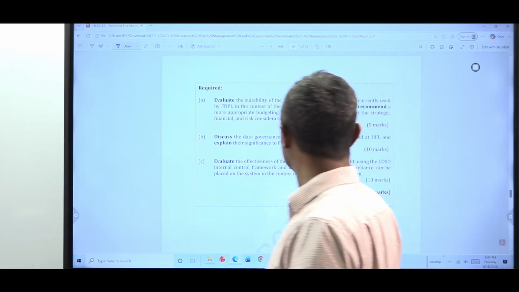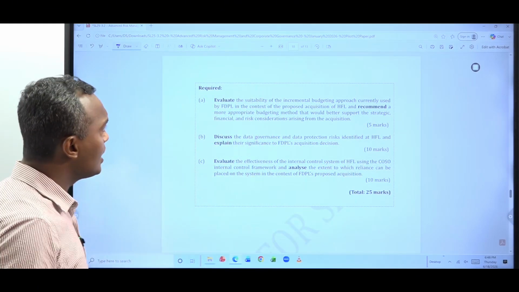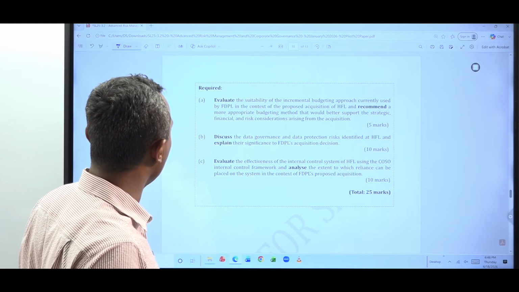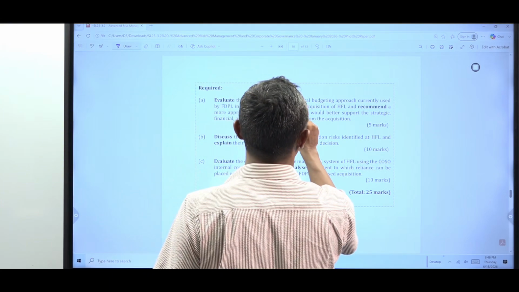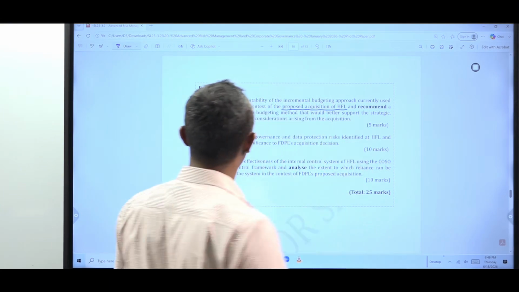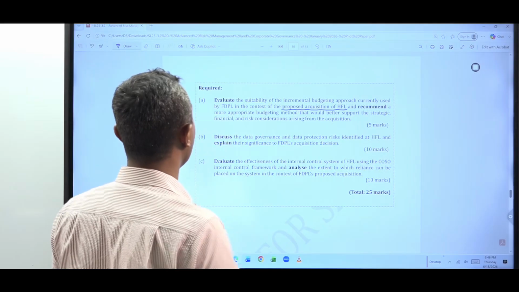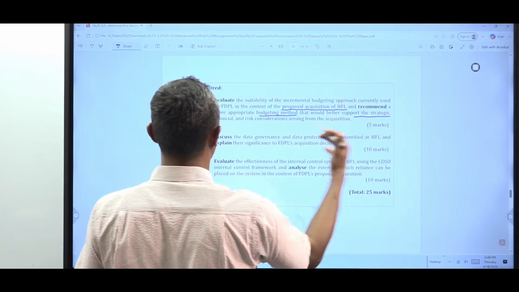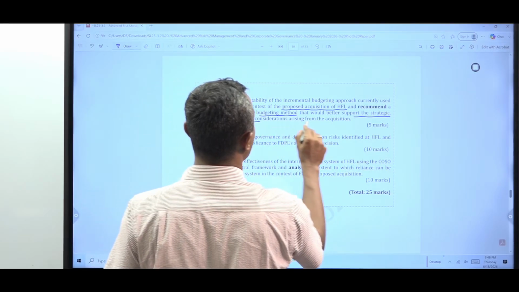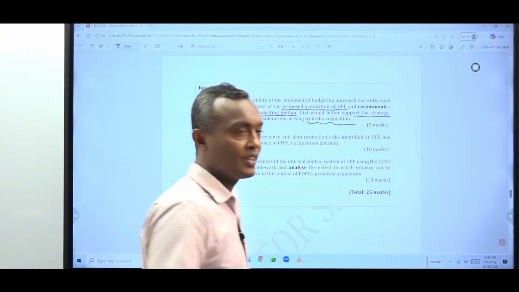Evaluate the suitability of the incremental budgeting approach currently used by FDPL in the context of the proposed acquisition of HFL, and recommend a more appropriate budgeting method that would better support the strategic, financial and risk considerations arising from the acquisition.